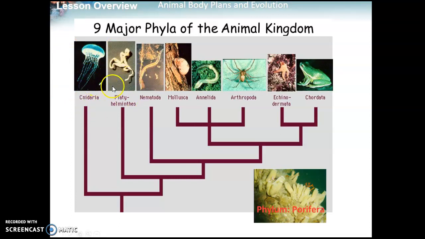Cnidaria, which is like jellyfish, platyhelminthes, which are flatworms, nematodes, which are roundworms, mollusks, that's like your snails and your slugs, annelids, which are segmented worms like earthworms, arthropods, which are insects, bugs, spiders, echinoderms, which are like sea stars, they have spiny skin, chordata, which is animals that have a notochord. This includes vertebrates, and then sponges, which are in the phylum Porifera. There's more phyla than this, but these are the 9 major phyla.